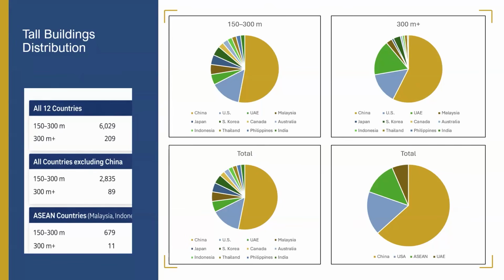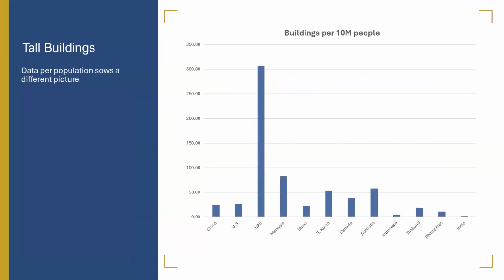Here you can see China is dominating everything, right? But if you take the number of buildings per 10 million people, then you see that UAE is very high, because it has a very small population but a very large number of buildings. So per population, UAE is far more than any other country. They are building because it's a completely urban country. There are no villages. There is no rural population. 100% of the population in Dubai or UAE is urban. So that's why you have this number.